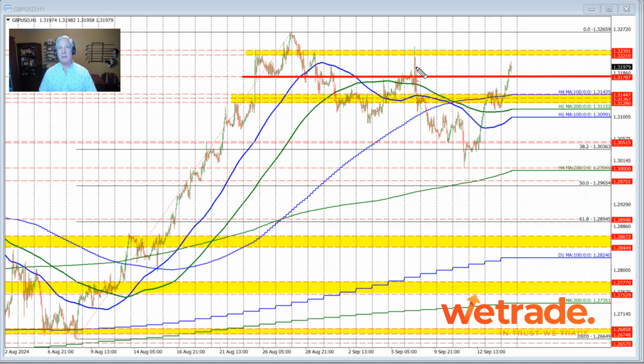This was the employment data through here. So we've moved above that level. Watch the 131.78 level for potential support. On the top side, we'll look toward this swing area between 132.21 and 30 as the next target on the top side for the pound versus US dollar.